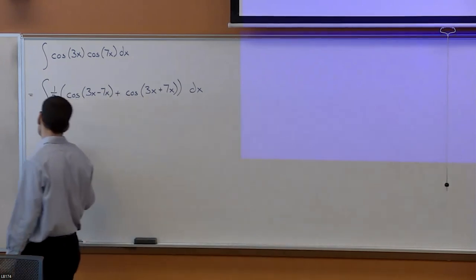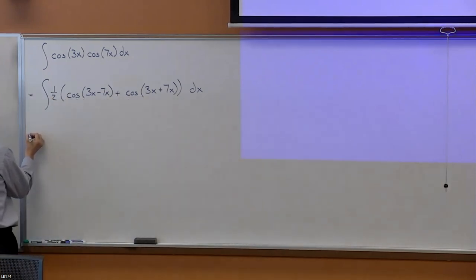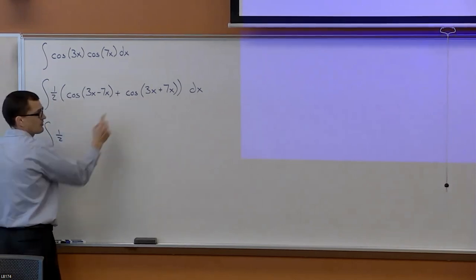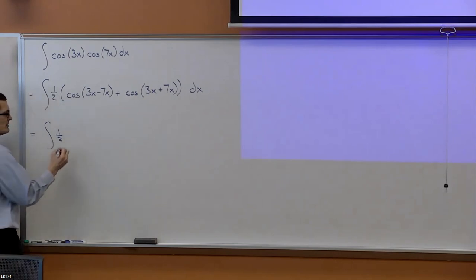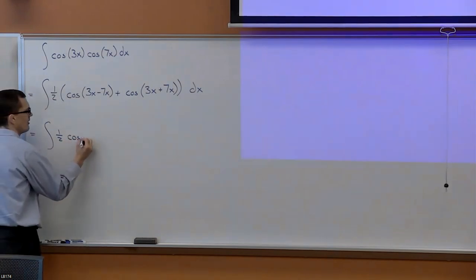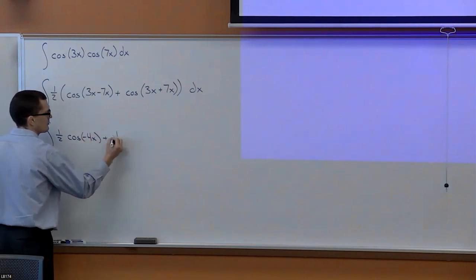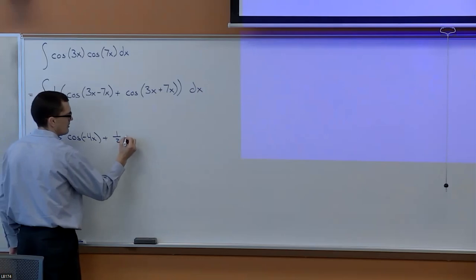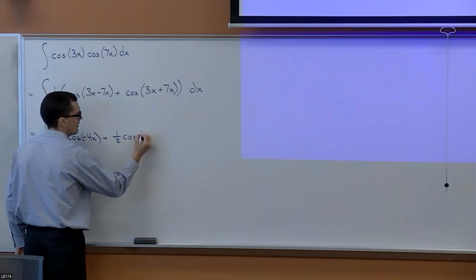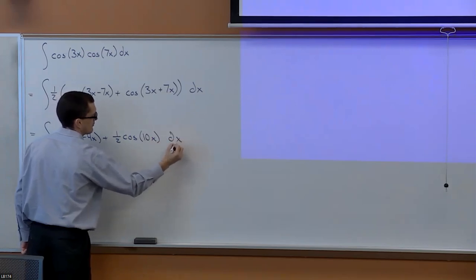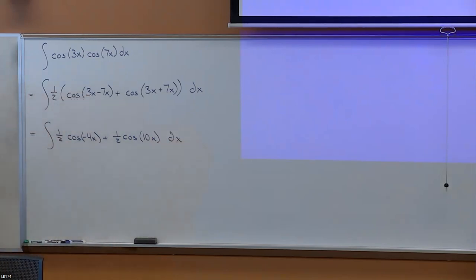Then, hopefully this is not too much, I'm gonna do two things at once. I'm gonna say this 1/2 is distributed to both cosines. So it's 1/2 cosine of negative 4x plus 1/2 cosine 10x, integrated with respect to x. Is that all right?